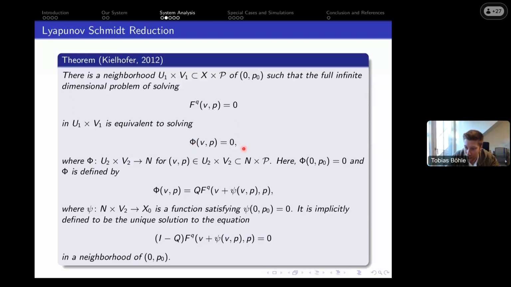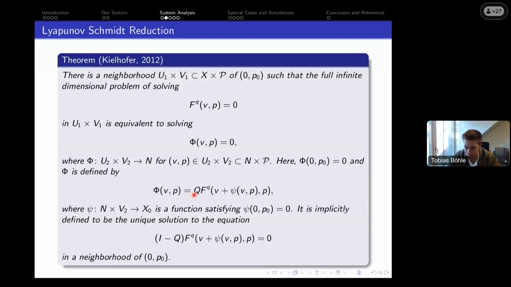And then if you have a solution to this problem, it means that there's also a corresponding solution to this problem over there. For example, if V is equal to 0, then this will always be a solution, because when V is equal to 0, this corresponds to the Q-twisted state itself, which is always an equilibrium independent of the parameter. And so that's why this function phi evaluated at V equal to 0 will always be 0. And phi is defined in that way.